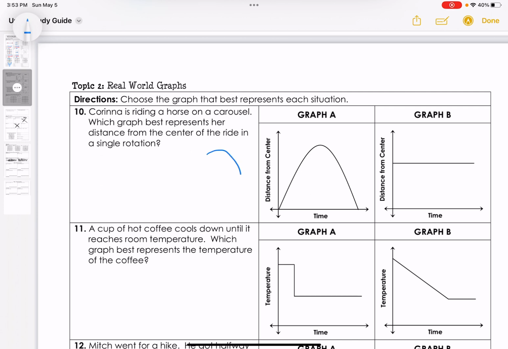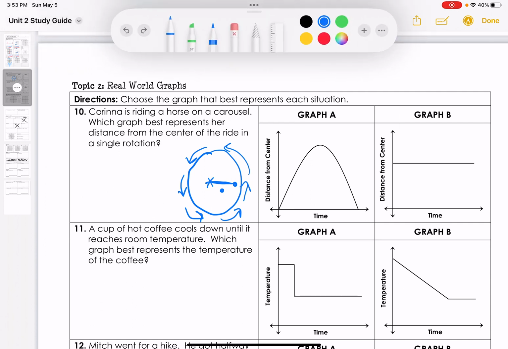All right, so she's on a carousel. Let's say she's sitting here, and then here's the center. So that's the distance, okay? So as the carousel spins, is her distance from the middle going to change? Okay, no, it's not. Her seat's not going to get up and move closer to the middle or move right at the middle. The seat's going to stay the same, and the center point stays the same. So we're going to be choosing graph B because her distance from the center is going to stay the same the whole time that she's on that carousel.